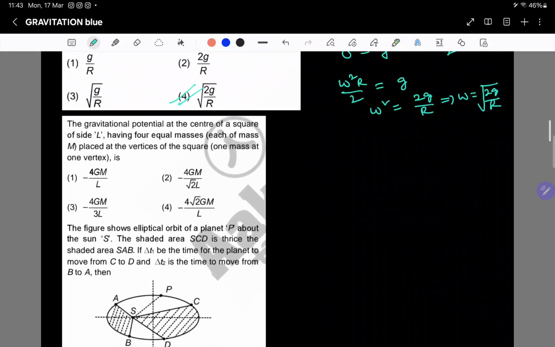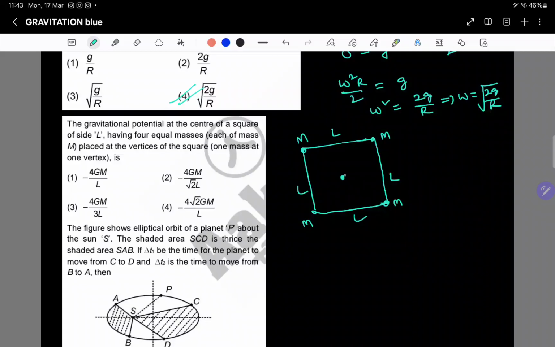Next, gravitational potential at the center of a square of side L having 4 equal masses placed at the vertices of the square. These model questions are also important, students. All different model questions I am explaining for any entrance. Now here, 4 particles each of mass m are located at the 4 corners of a square of side L. The question asks: what is the gravitational potential at the center?